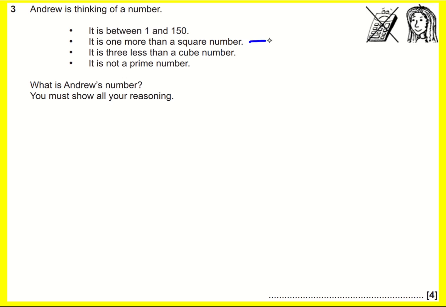Let's start this question by writing down our square numbers. It's a non-calculator question, so we need to know our square numbers, the fact that 1 squared is 1, 2 squared is 4, and so on. So I'm just going to quickly write these down.